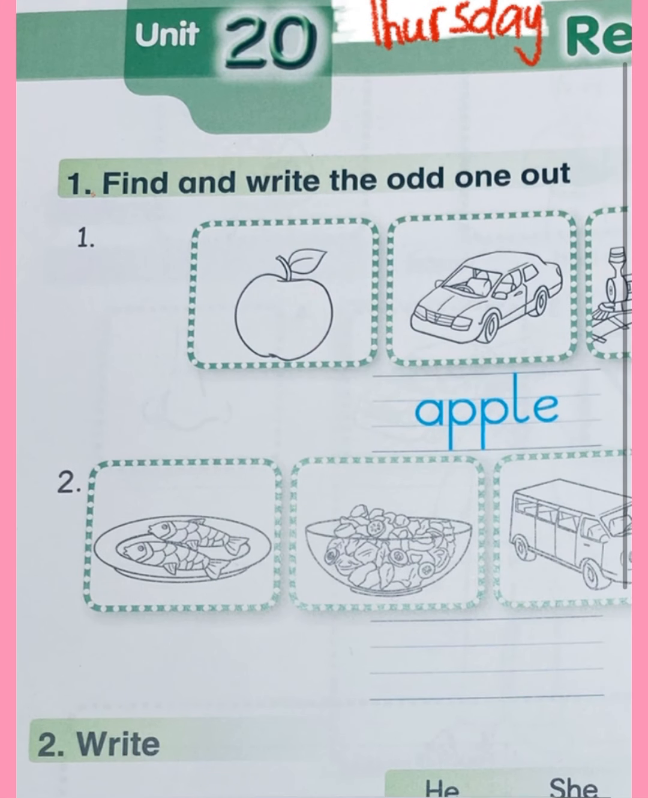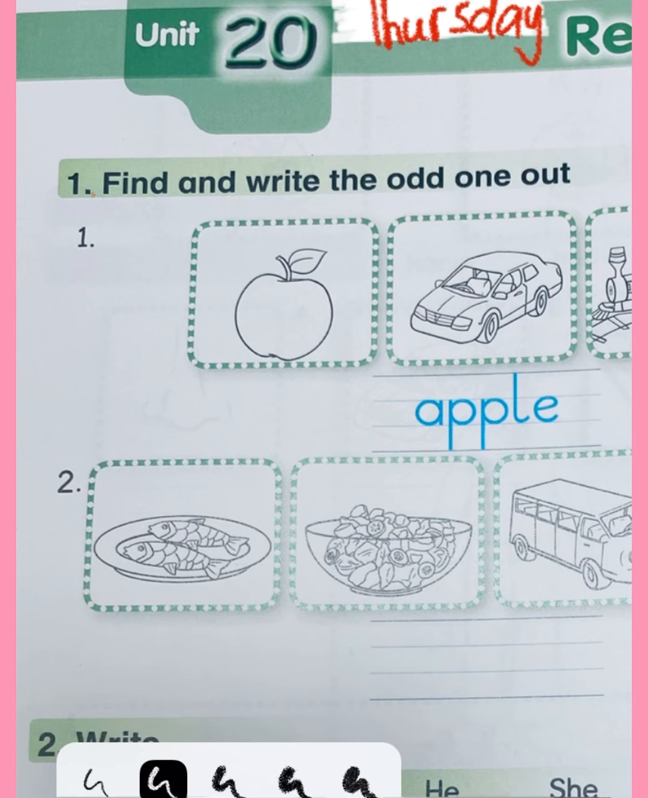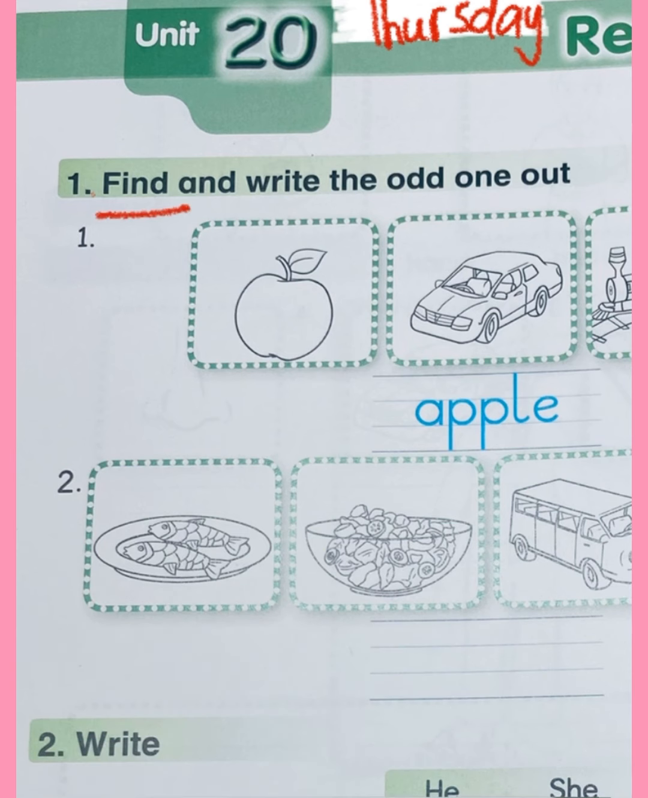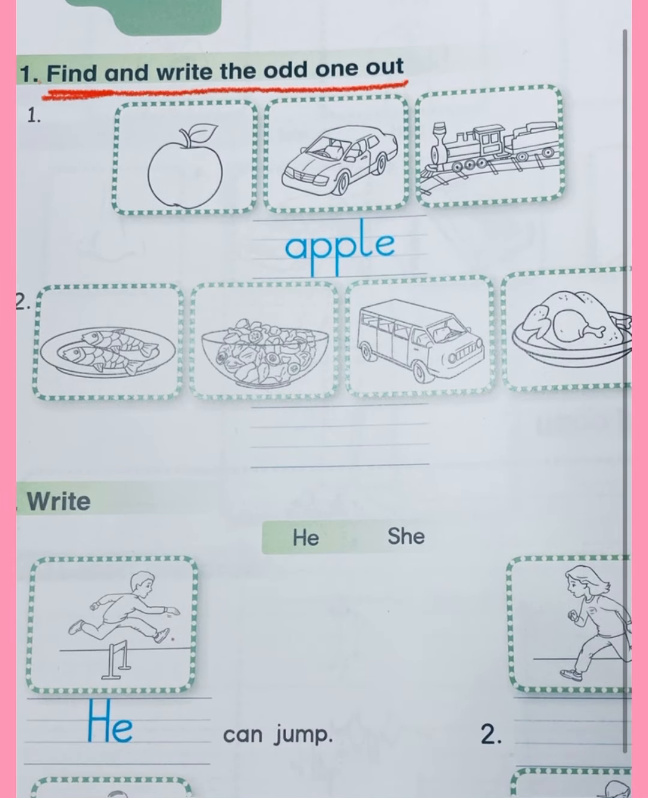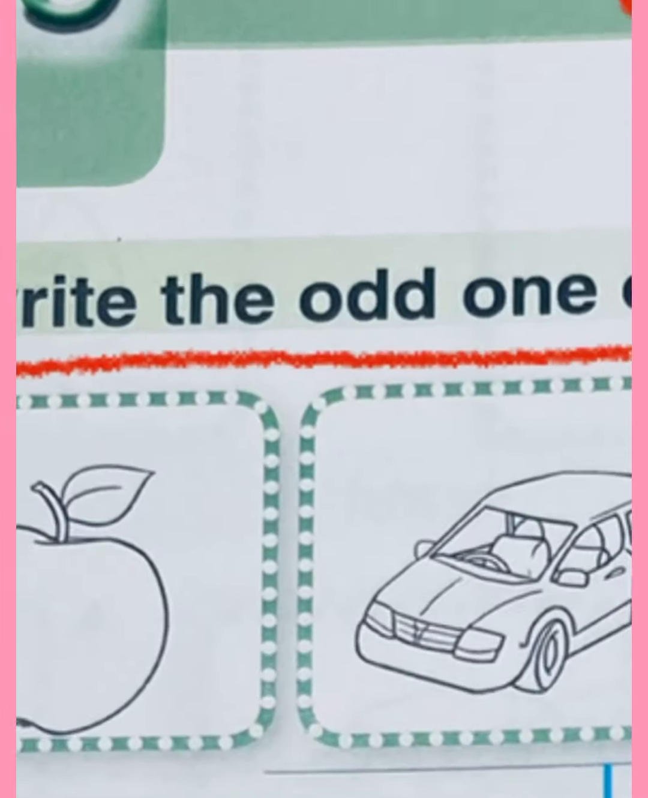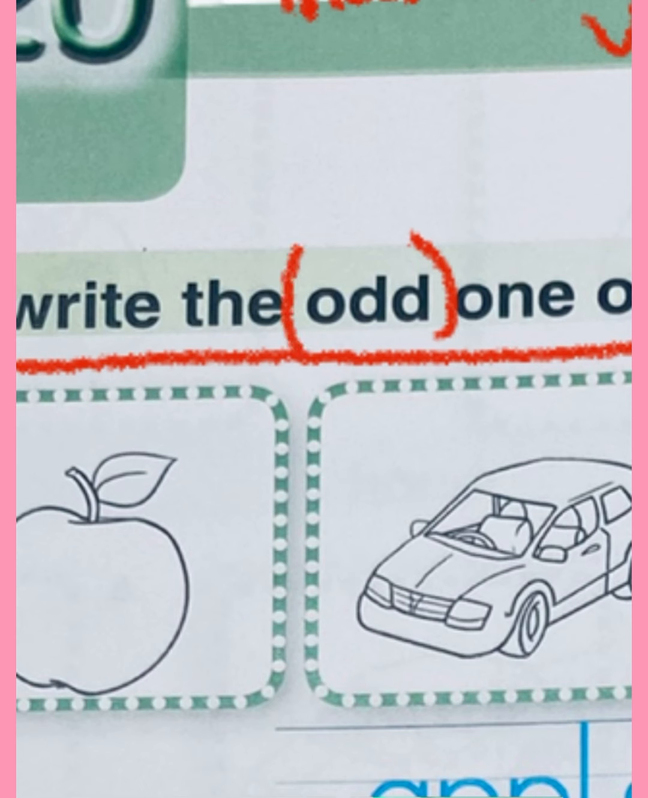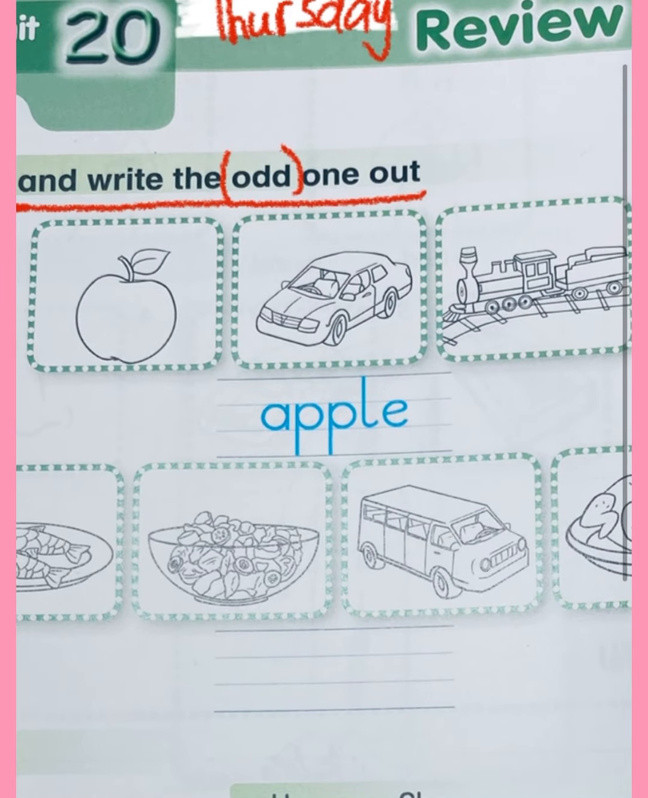Find and write the odd one out. Okay, we have to find and write the odd one. What does odd mean? Look. Odd means the unique one among them, the different thing that has no relation to them. So we have here three pictures. One, two, three. One of them is odd, different from them, a bit strange among them.